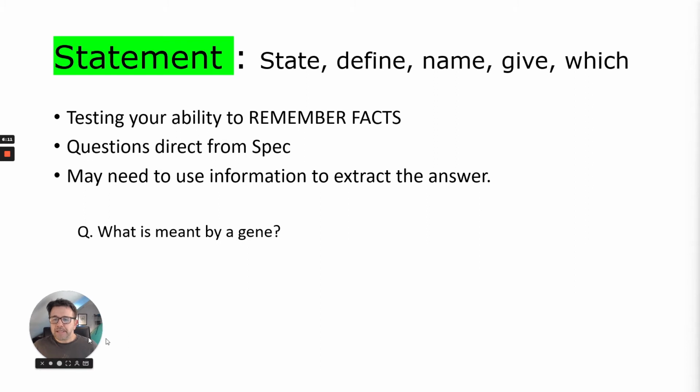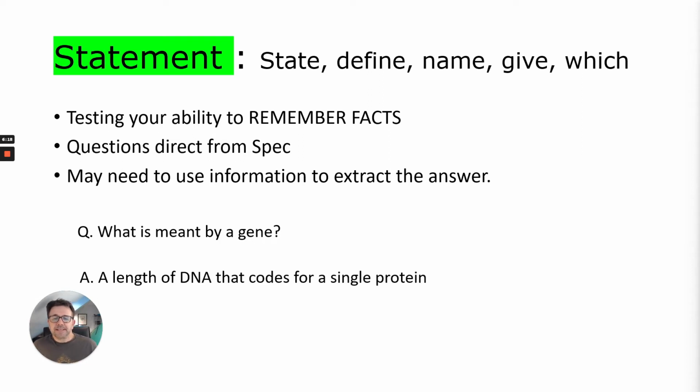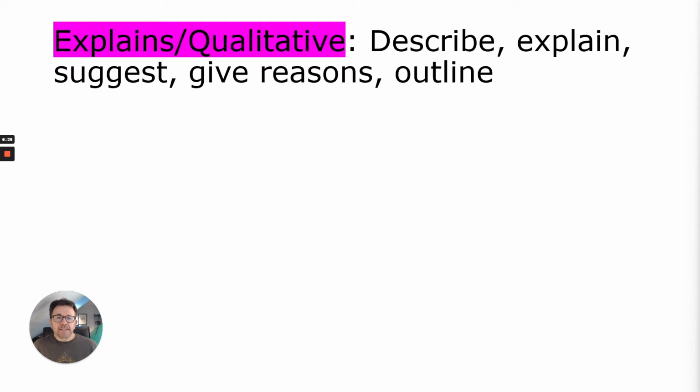So what is meant by a gene? So therefore, through recall, you would know for 2 marks that it's a length of DNA, 1 mark, that codes for a single protein, 2 marks. So those are kind of stock answer statement questions. They don't make up large proportions of your exam in A-level biology, but you've got to know all the key terms and definitions anyway.